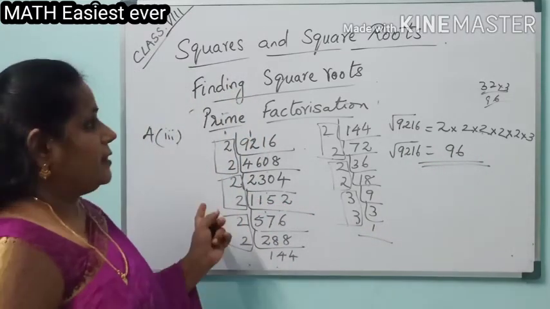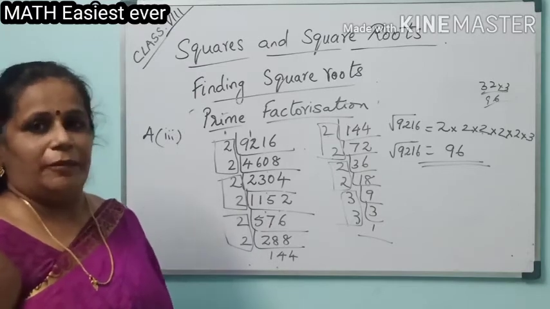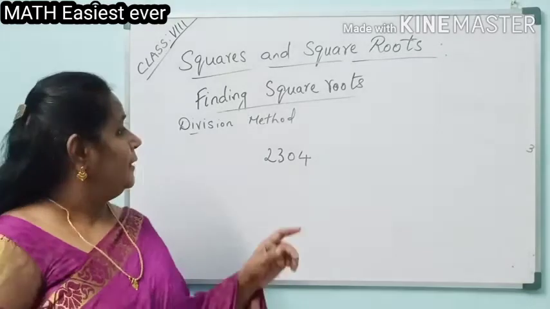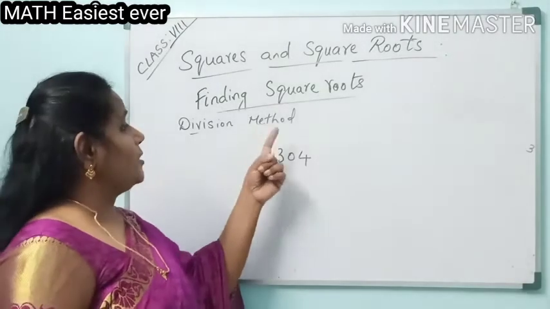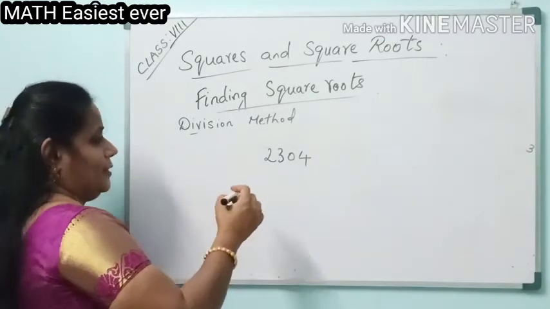Hope this prime factorization method is clear for you. Practice all the questions. Once you get practice, it will be easy for you. Next, we will go for the division method. The next method is finding the square root using the division method. Okay, children. So, let's get started.